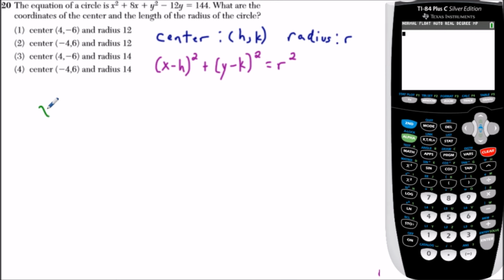What I like to do for these questions is I write out the x terms: x squared plus 8x. And then I leave a space, and you'll see why I'm doing that in a moment.